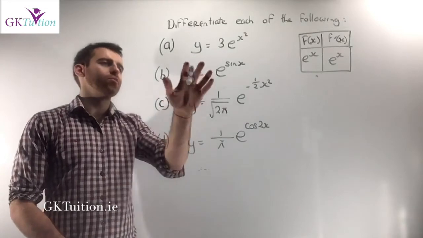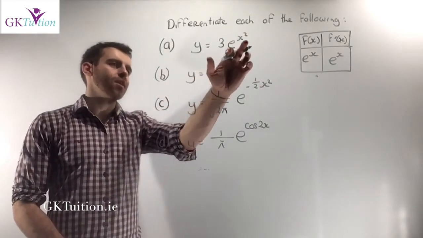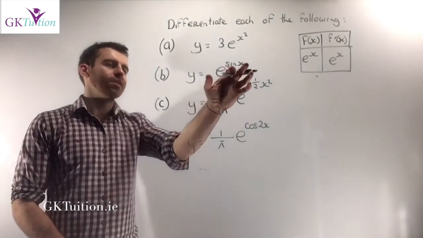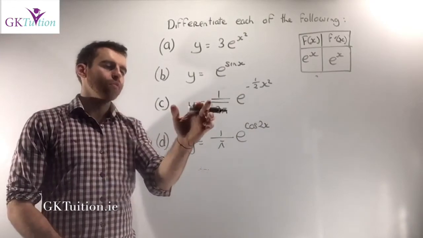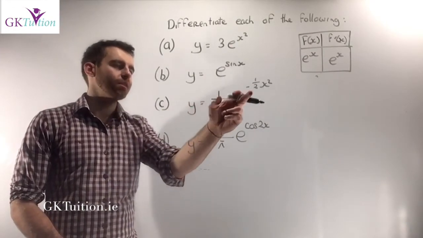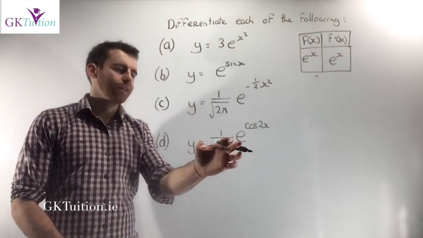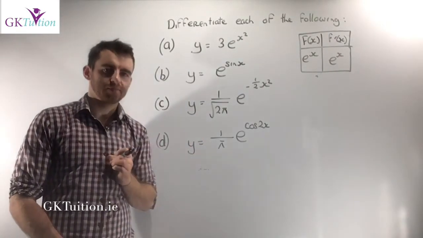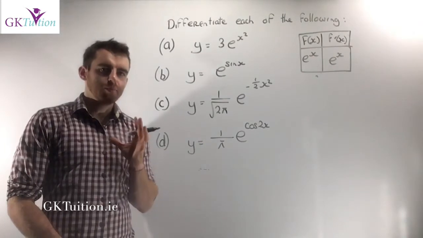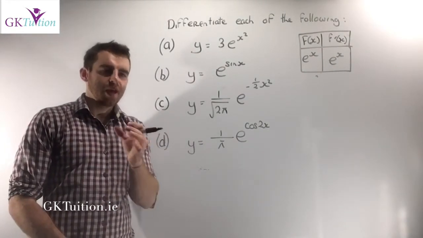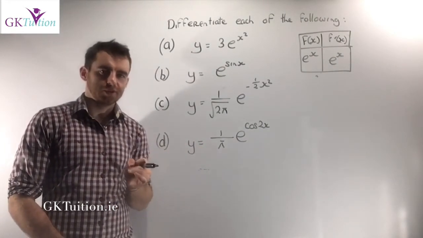I want you to get the derivative of 3e to the x squared, e to the sine x, 1 over root 2 pi times e to the minus a half x squared, and 1 over pi times e to the power of cos 2x. So I want you to pause the video, take these down, and then work through them and then watch my solutions.